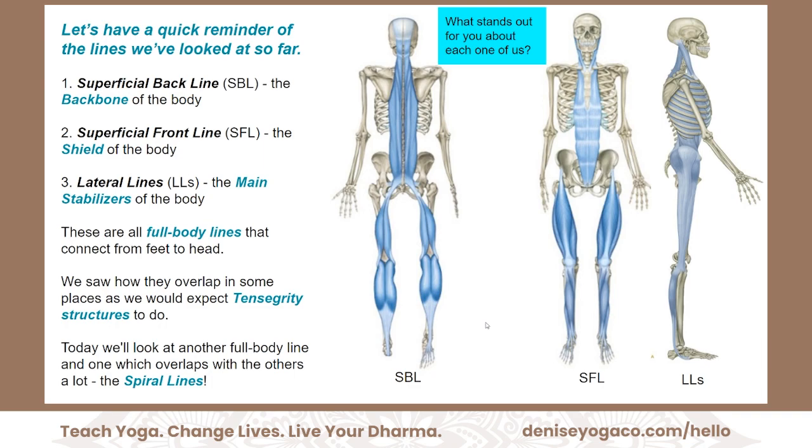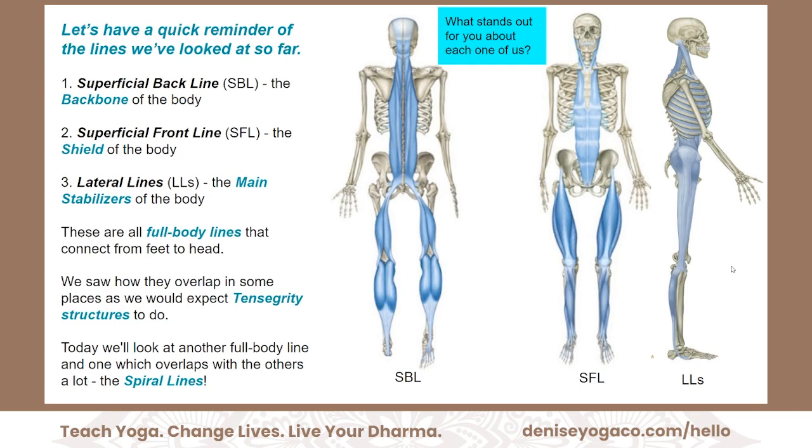Superficial front and back lines motivate movement and stability on the sagittal plane. Remember that? So that's this plane that we walk on and do sun salutations on. And then the lateral lines help to contain that forward and backward movement. And it also governs the sideways movements as well. So that's kind of why they're called the main stabilizers of the body. They stabilize those sagittal plane movements, which we do a lot of in life. And then it can motivate and control those sideways movements as well.